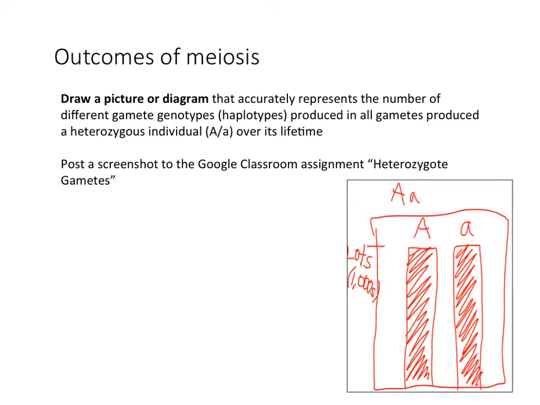Here's another response to that same question. This is more what I was envisioning. All those previous ones were accurate, but this is the graph, right? 50% of gametes over the entire lifetime of an individual are big A, 50% are little a.